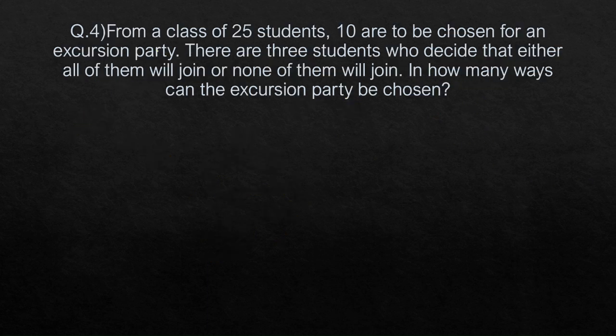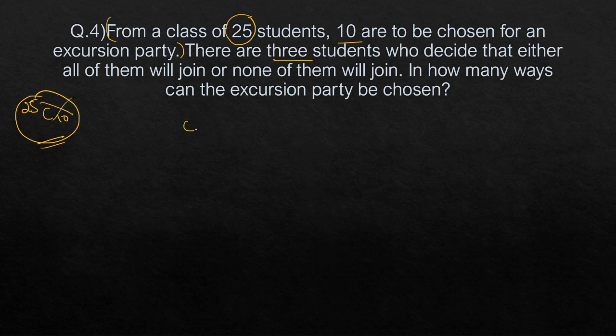Now what the fourth question says is, from a class of 25 students, 10 are to be chosen for an excursion party. There are 3 students who decide that either all of them will join or none of them will join. So there are just 2 options. In how many ways can the excursion party be chosen? So now, in general, if the question was still here, what we would have done is 25C10. Simply, nothing else. But in this case, there is this condition, so we won't do this.